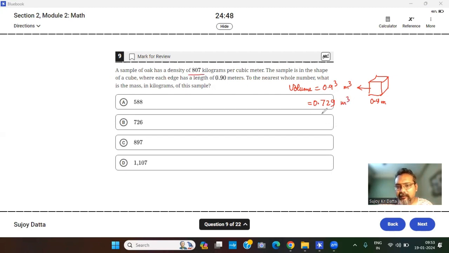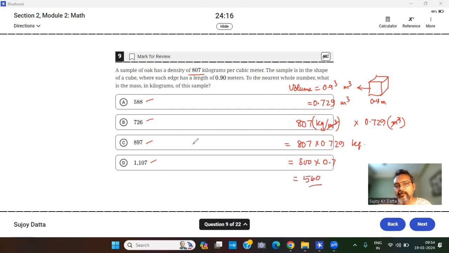And the density is 807 kilograms per meter cubed. If you multiply that with 0.729 meter cubed, you will get 807 times 0.729 kilograms. And that's what we want. So if you look at the options again, this is in the 600s, 700s, 900s, 1100s. So we can approximate this as 800 times 0.7. So it's around 560, which is close to 560. So that has to be option A.